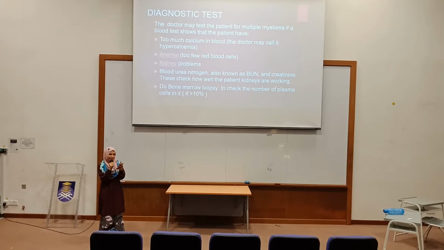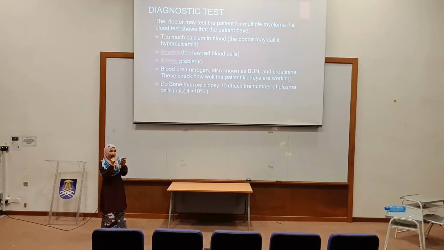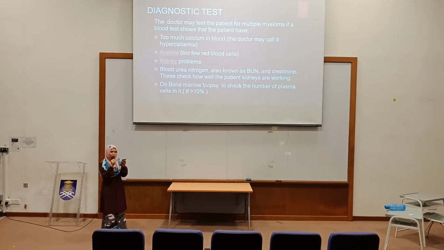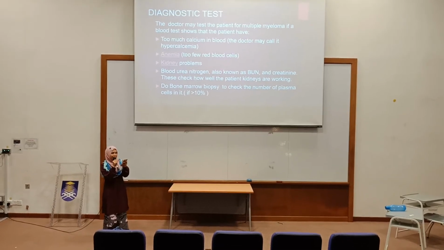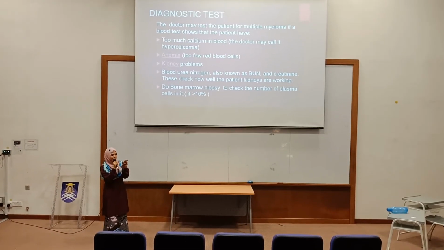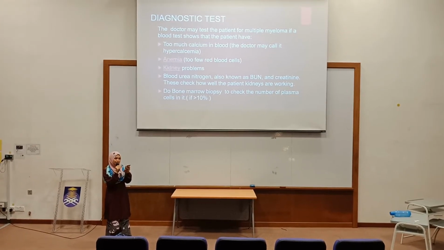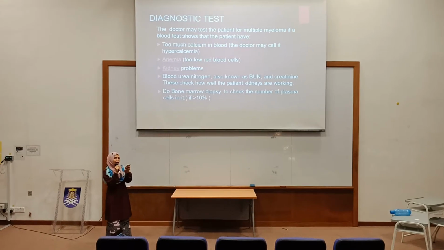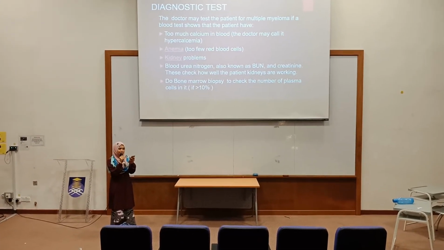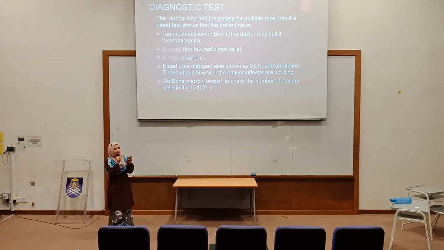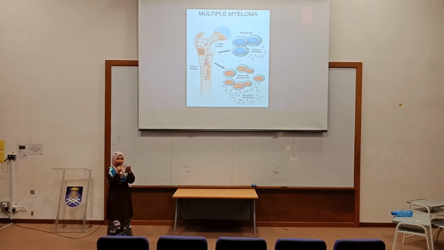For the diagnostic test, the doctor will do certain diagnostics if the patient shows too much calcium in the blood, and the patient also has anemia and a kidney problem, such as raised blood urea nitrogen and creatinine. And then the doctor will also do a bone marrow biopsy to check the number of plasma cells. Here is the figure of abnormal multiple myeloma.